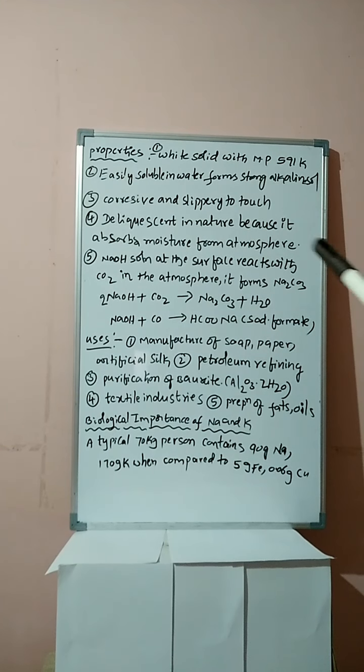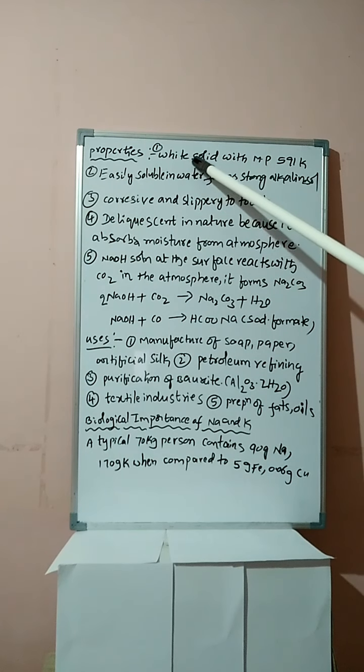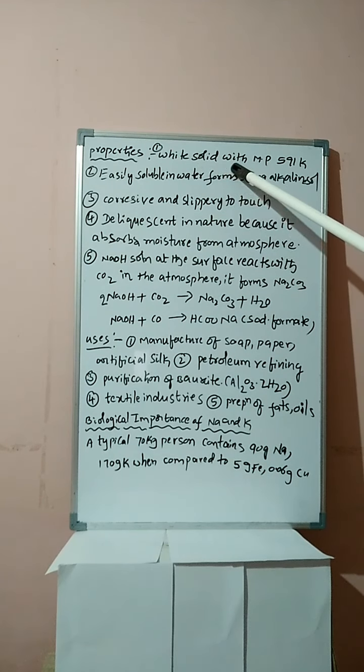Very good morning, students. In the last class, we completed the manufacturing of sodium hydroxide by using the Castner-Kellner process or Castner-Kellner cell. Today, we are discussing properties of sodium hydroxide and uses of sodium hydroxide. First one, students, properties. Sodium hydroxide is a white solid with melting point 591 Kelvin.